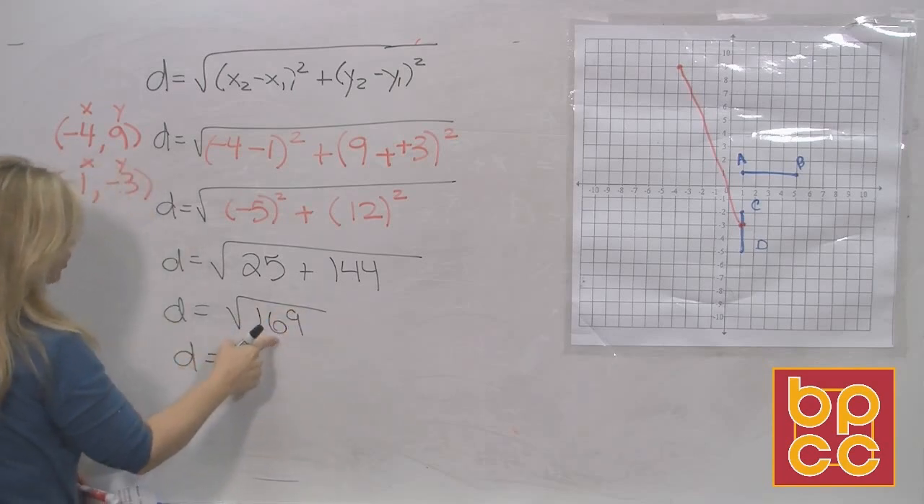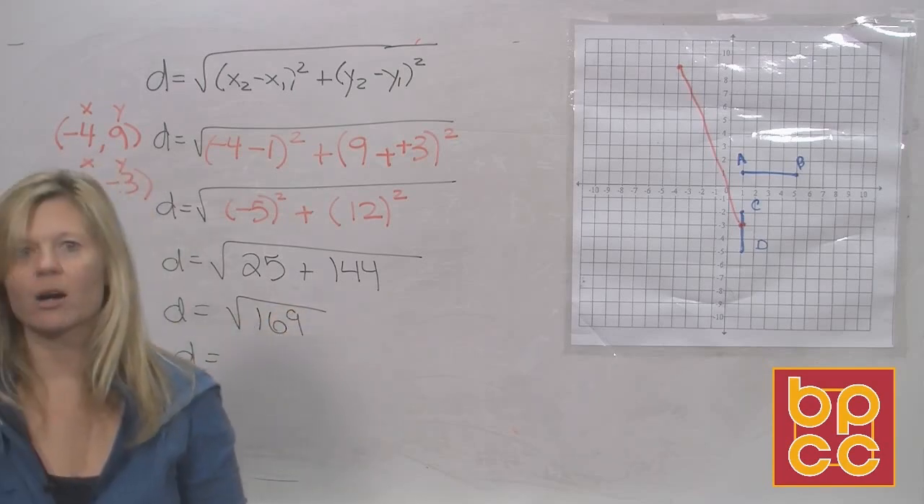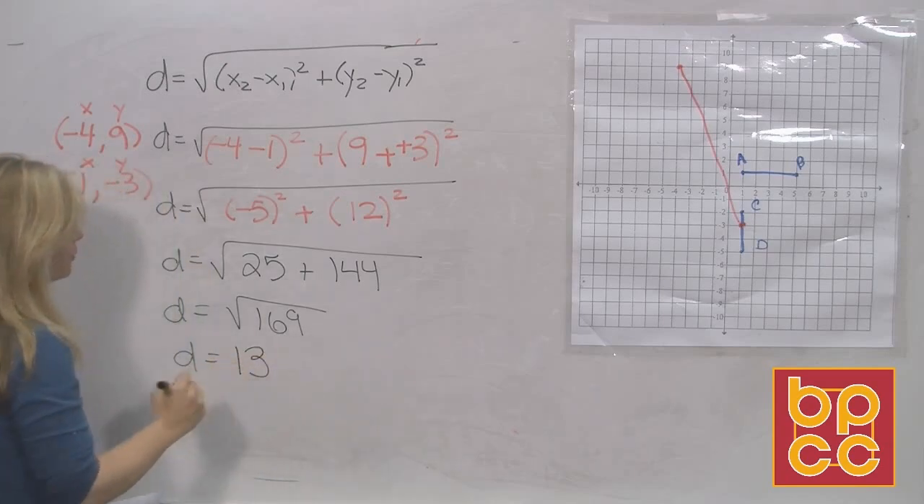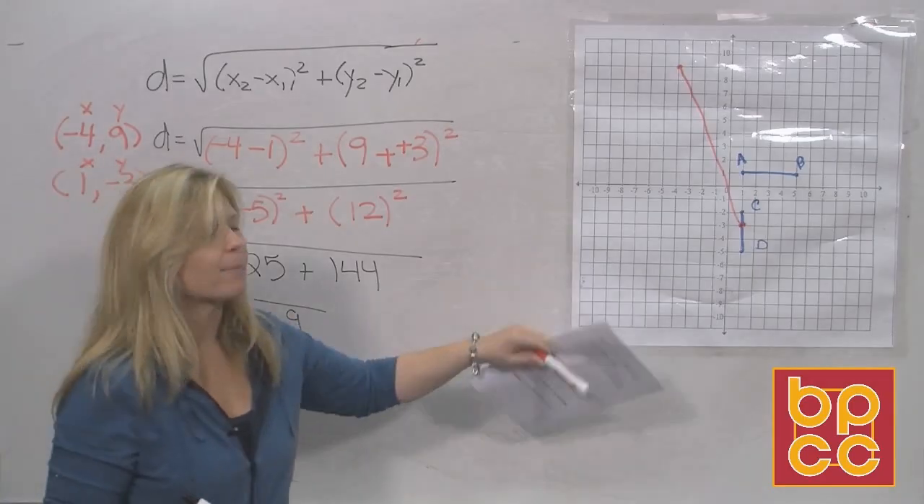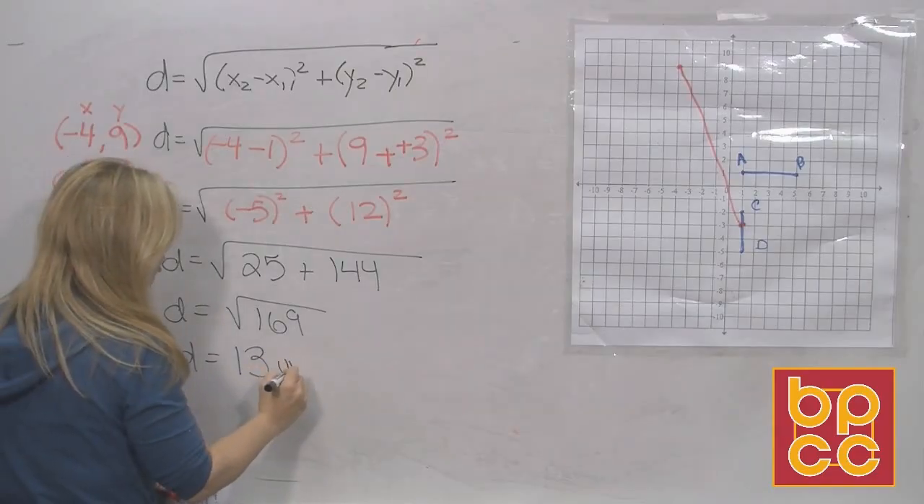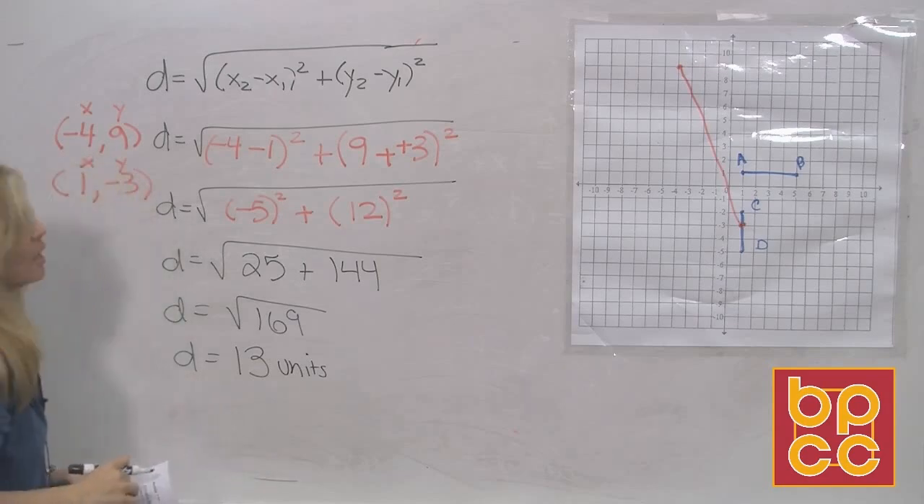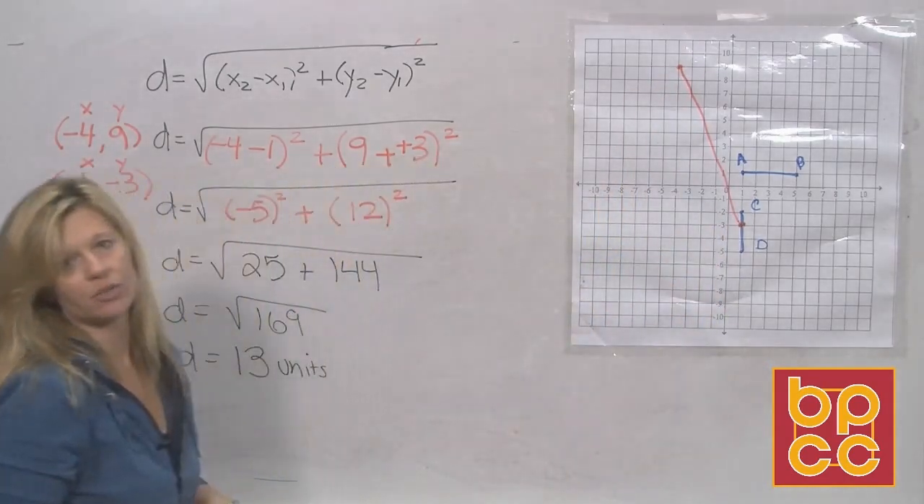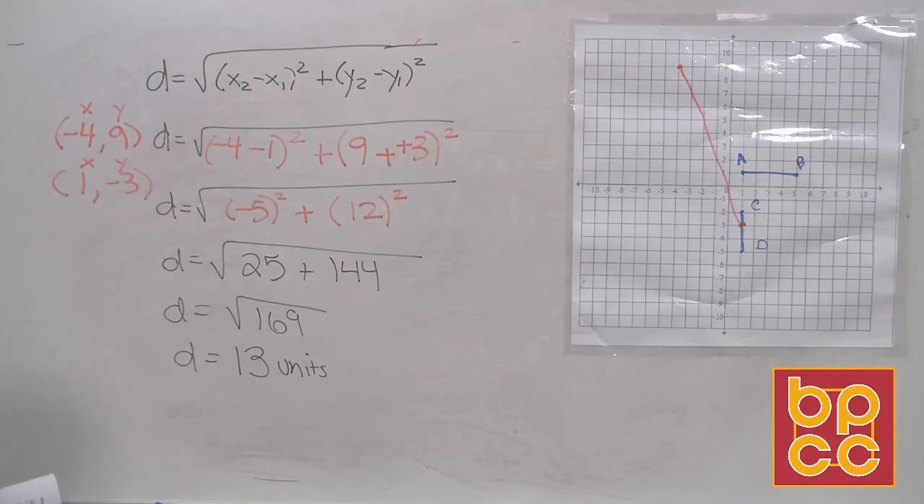You should all know the square root of 169 is a perfect square. What number times itself is 169? 13. Now, because we're on graph paper, we don't call this 13 feet. We don't call it 13 inches or centimeters. We say 13 units. The length from here to here is 13 units. That's how you work the distance formula.